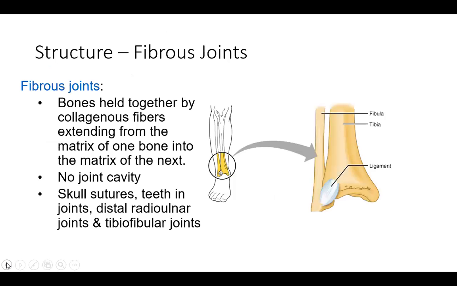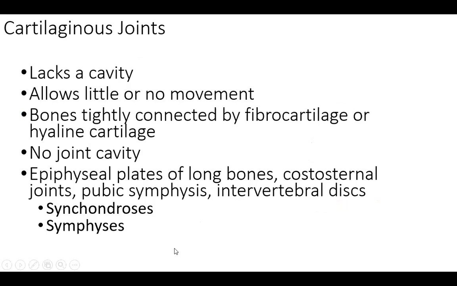So we've got fibrous joints, like the suture lines in the skull, and the ends of the tibia and fibula, and the ulna and the radius. Now we'll go to the cartilaginous joints. Hyaline cartilage holds the ribs to the sternum. That's a cartilaginous joint. The pubic symphysis is a cartilaginous joint. The intervertebral discs are a cartilaginous joint.